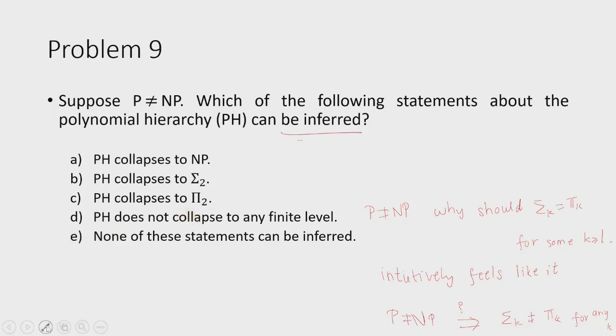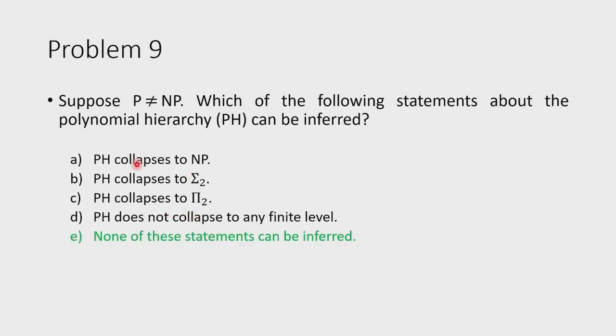Let me tell you the answer is none of these, because just because P is not equal to NP, right now we are not able to tell any of this. It might as well be possible that if P is not equal to NP, PH does not collapse at all. But right now we don't know that, so we cannot infer it. So the answer is that none of this can be inferred.